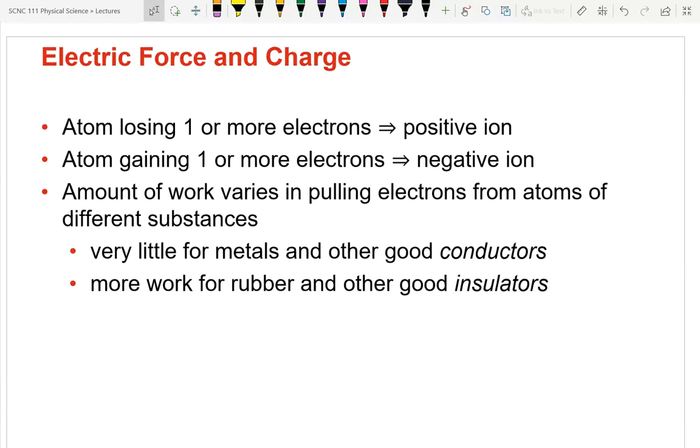Insulators, the electrons are held firmly. You have to put a lot of energy to make them move. You can add electrons to it. You can pull some off, but you can't make them move. So insulators, the electrons can't move around. Conductors, they can.